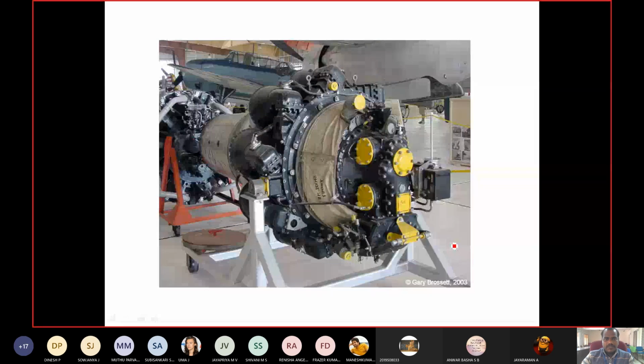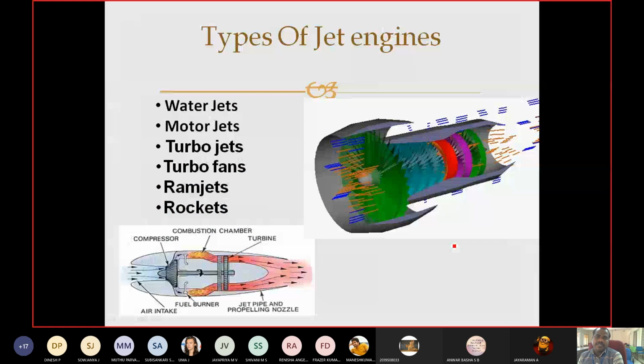Right, so we can skip that. We can move to the types of jet engines. Here we have the types as water jets, motor jets, turbojets, turbofans, ramjets, and rocket jets. Right, so these are the types of jet engines. Then these are the components.